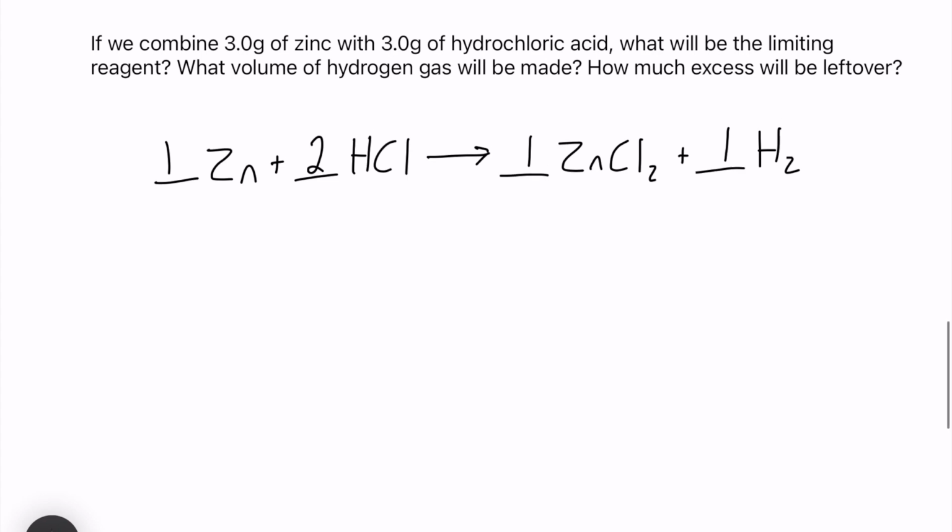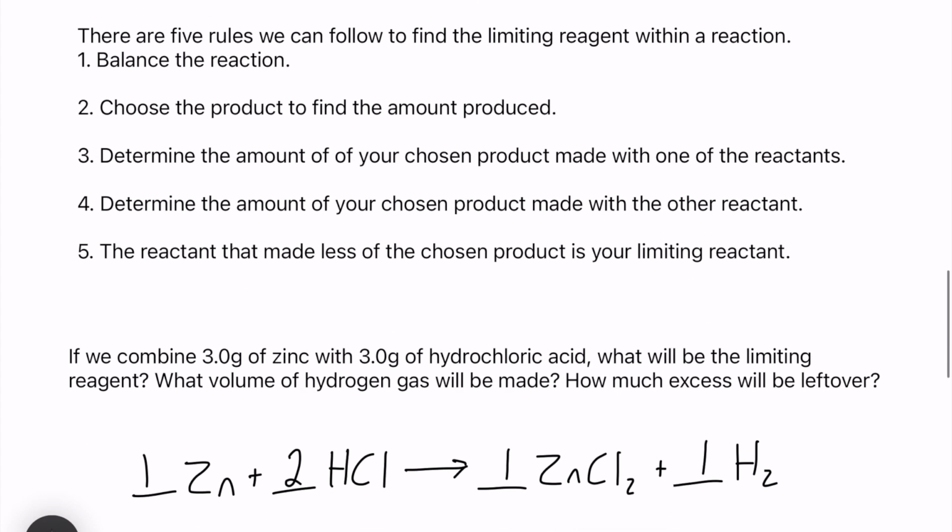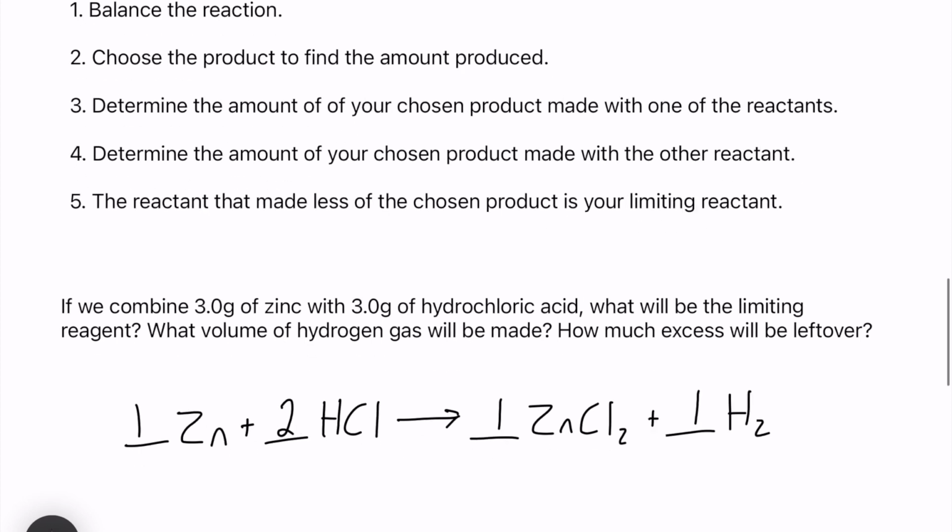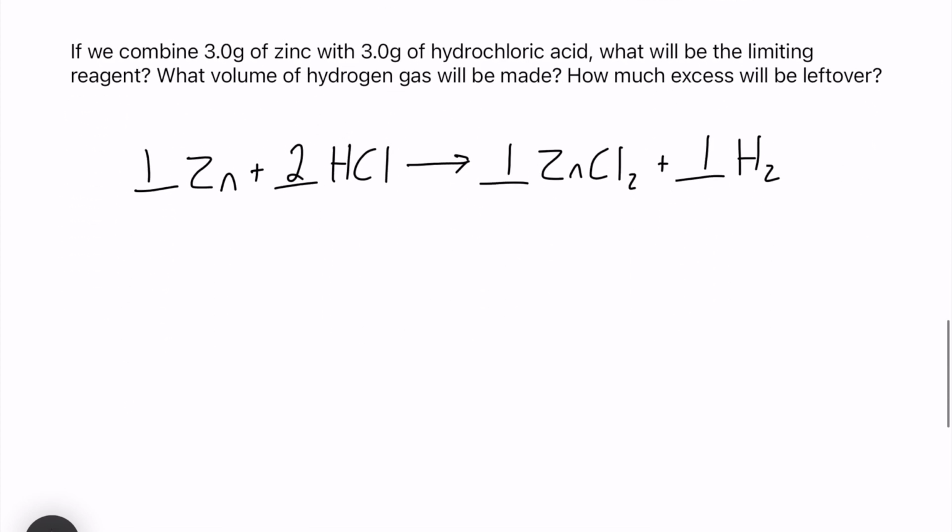Okay, so step 2, if we scroll on up really quick, it says to choose the product to find the amount produced. So let's take a look at our reaction. Our 2 options are zinc chloride and hydrogen gas. I'm going to go ahead and pick hydrogen gas. You could pick zinc chloride, that would be fine, but in this video, I will pick hydrogen gas.